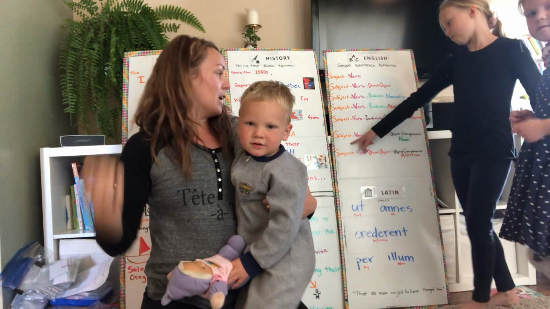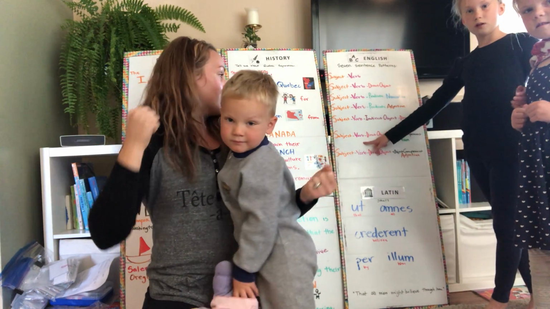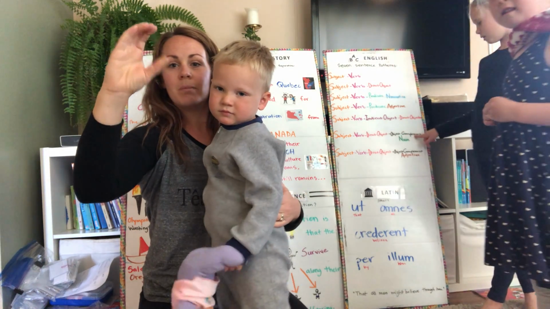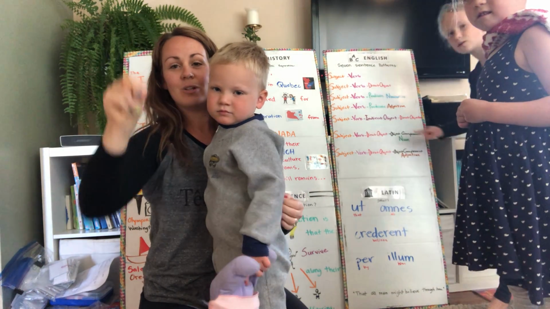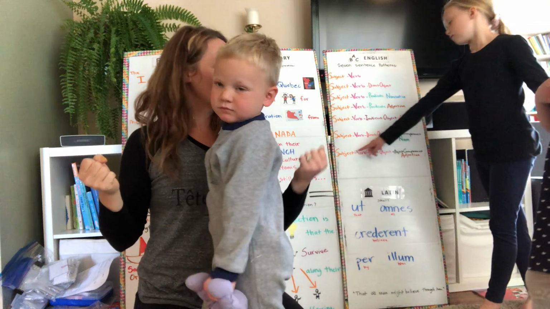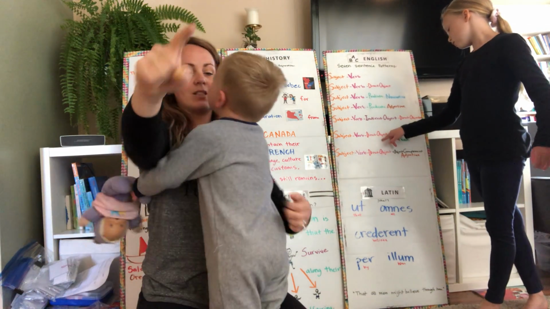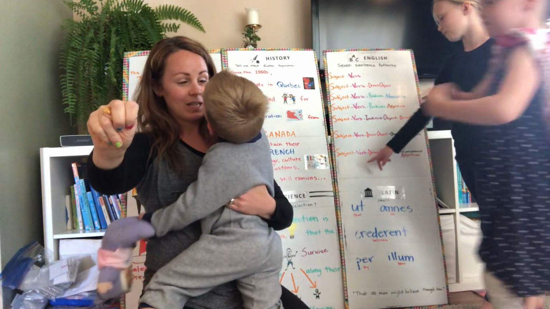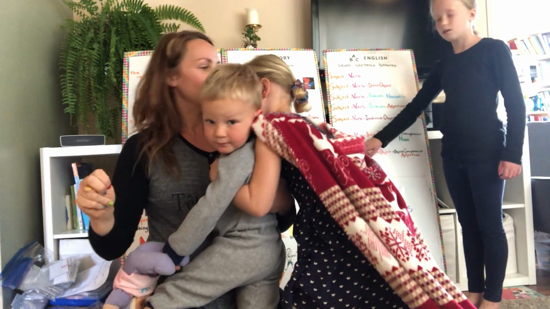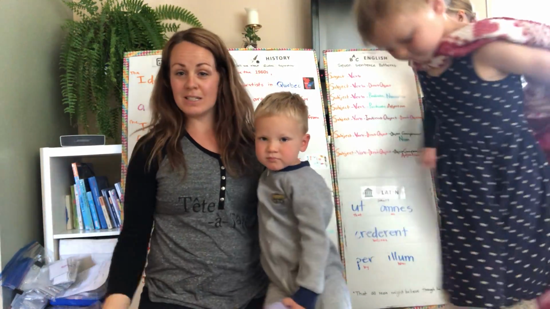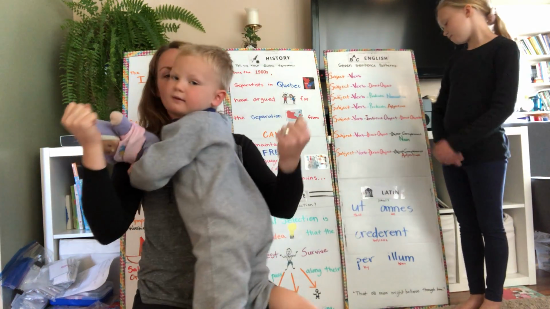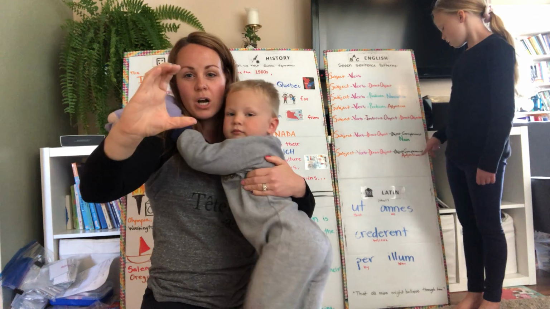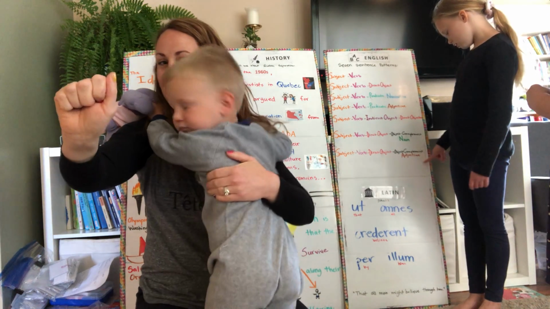Then we have subject, verb, direct object, object complement, noun. Now you. Subject, verb, direct object, object complement, noun. Then our last one is subject, verb, direct object, object complement, adjective.